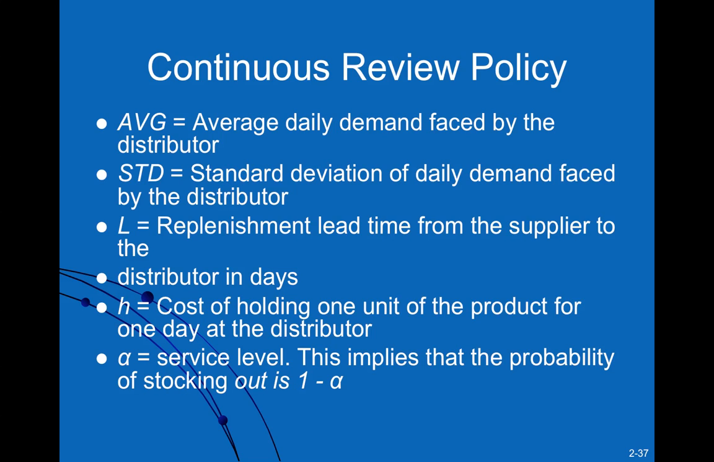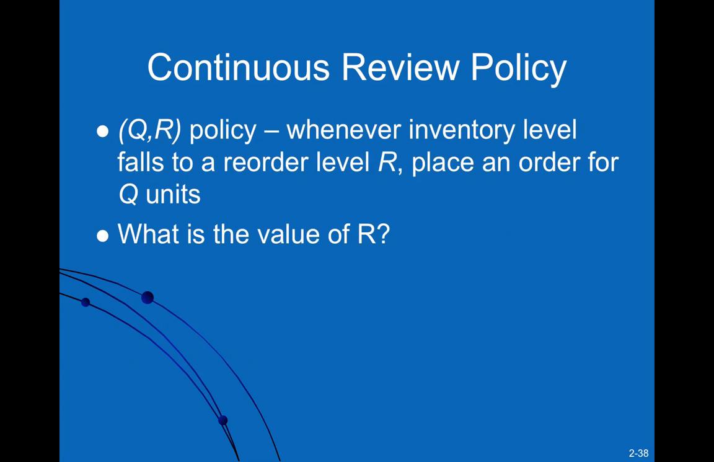We have the average daily demand faced by a distributor, and that demand is variable, so it has a standard deviation. There's a replenishment lead time that is constant. You have the carrying costs, and then you have alpha, which we call the service level. 1 minus alpha is typically the risk of a stockout, and we're trying to figure out the reorder point. The reorder point would be the average demand during the lead time plus a safety stock, and the safety stock is determined by whether or not you have variability in that demand.